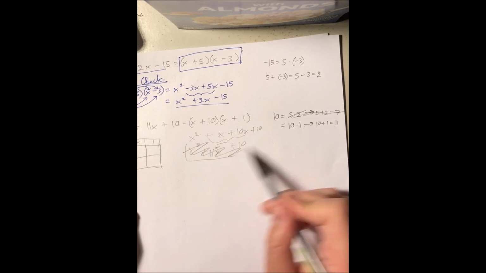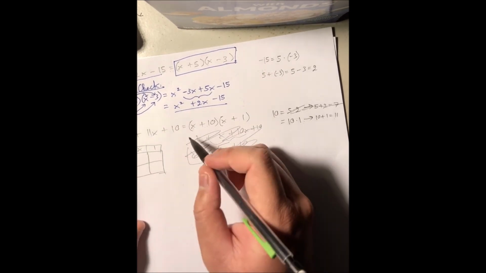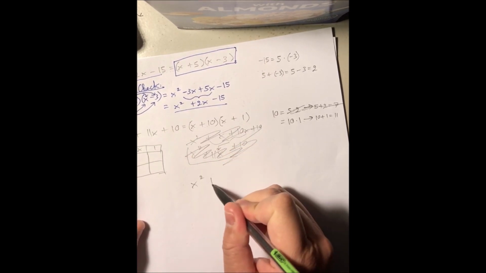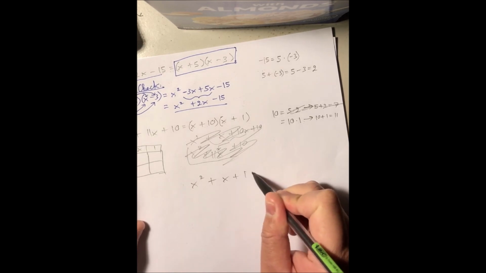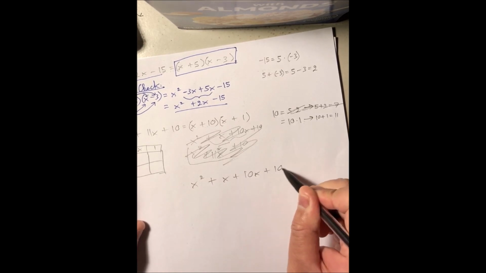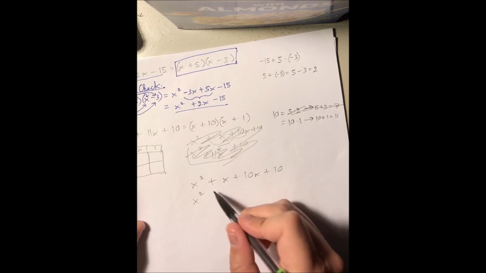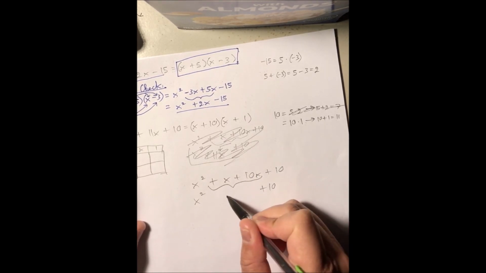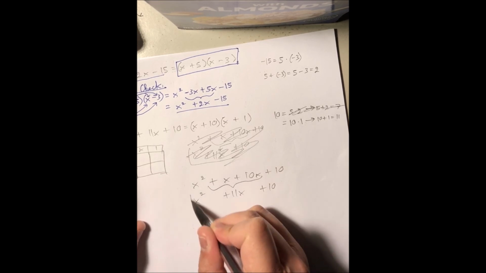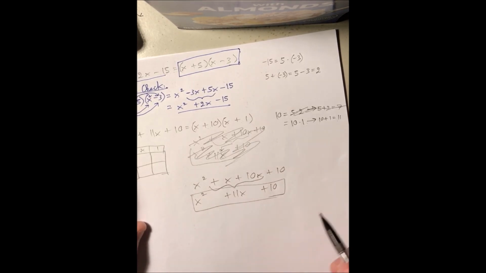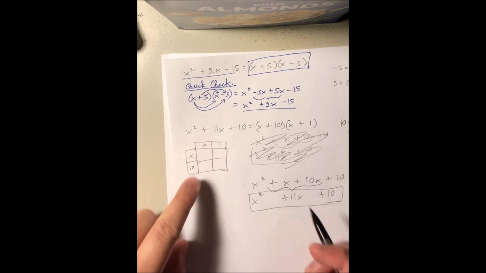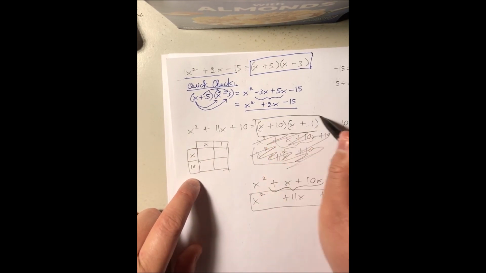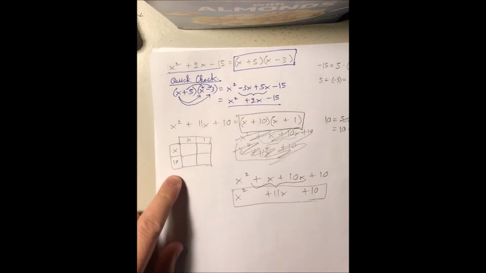So, actually, no, sorry for my sloppy writing. So we know that's going to be x squared plus x plus 10x plus 10. Combining like terms by keeping the x squared, keeping the plus 10, and just combining these two terms, we got plus 11x. Well, hey, guess what? This is the same as the equation we have. So this is the factor form of this expression.